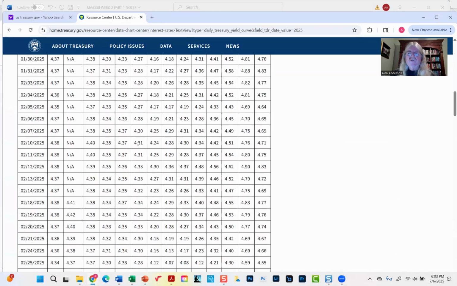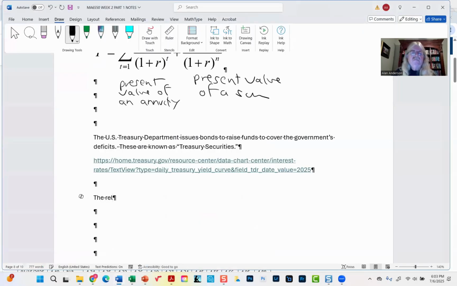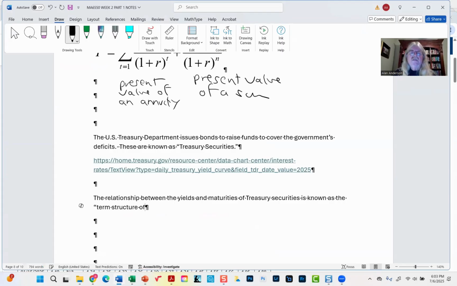This set of numbers is often referred to as the term structure. It's referred to as the term structure of interest rates. And a graph that shows this relationship is known as the yield curve.